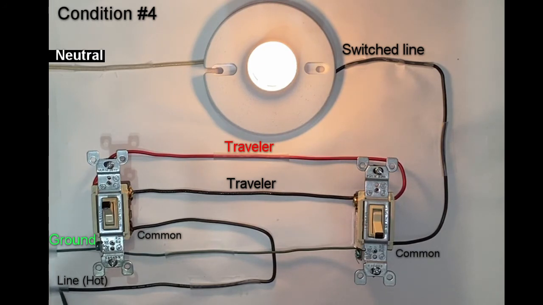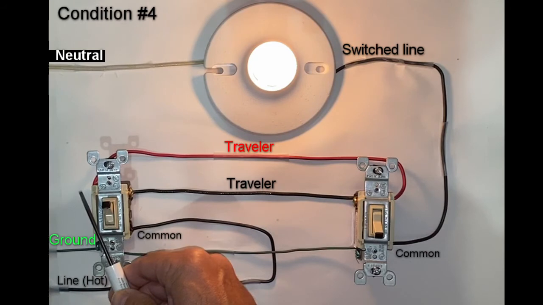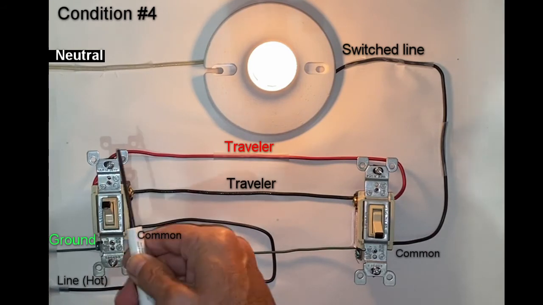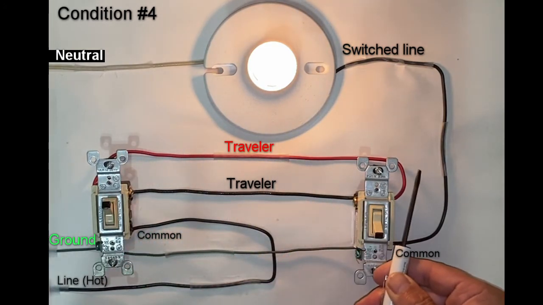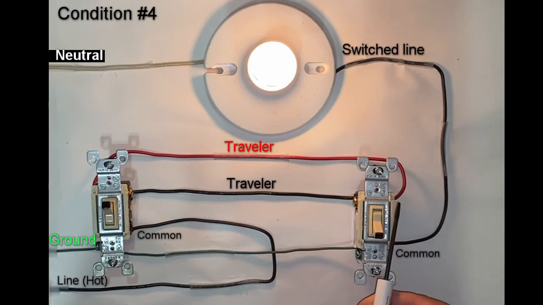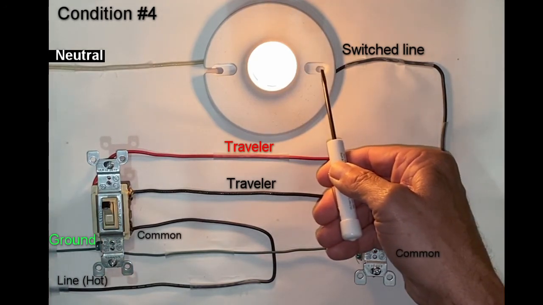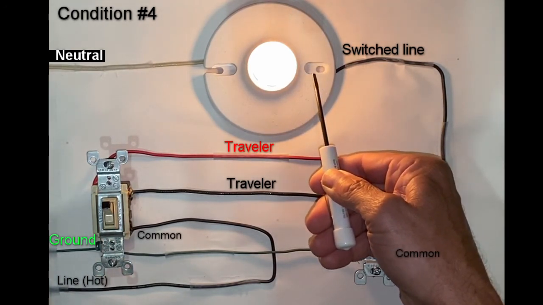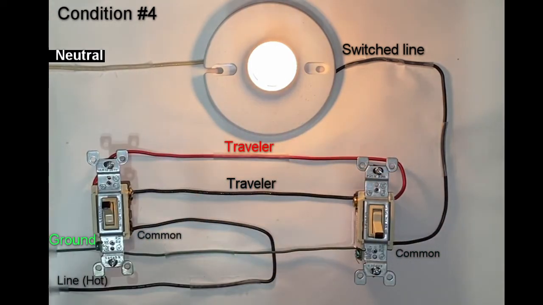The current path is through here, going into our common, and then we come out of the common, go to our traveler, come out of the traveler of one switch to the traveler of the next switch. Then from there, we come through the switch, come out of the common, and go back to our light bulb, and then we complete the circuit.